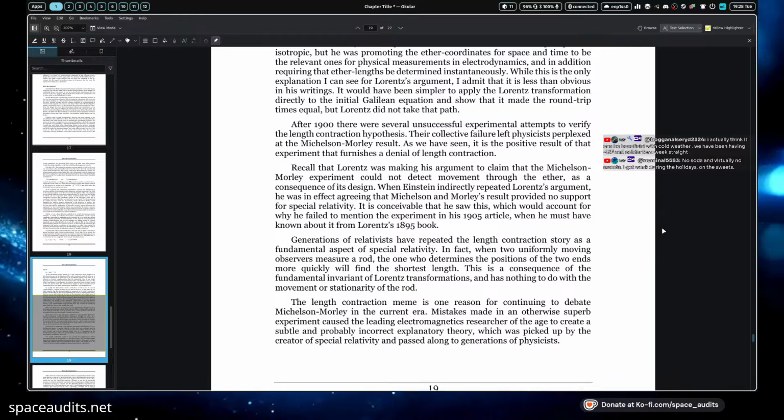After 1900, there were several unsuccessful experimental attempts to verify the length contraction hypothesis. Their collective failure left physicists perplexed at the result. As we've seen, it is the positive result of that experiment that furnishes a denial of length contraction. Recall that Lorentz was making his argument to claim that the experiment could not detect movement through the ether as a consequence of its design. When Einstein indirectly repeated Lorentz's argument, he was in effect agreeing that the Michelson-Morley result provided no support for special relativity. It is conceivable that he saw this, which would account for why he failed to mention the experiment in his 1905 article, when he must have known about it from Lorentz's 1895 book.